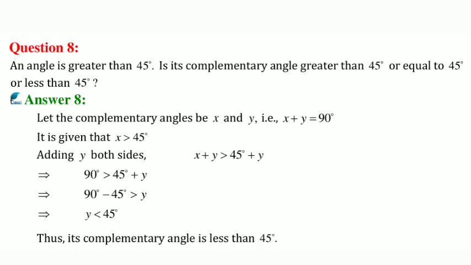x plus y will be 90, where x is greater than 45. Adding y on both sides, we get x plus y is greater than 45 plus y. We already have x plus y is 90, so here 90 is greater than 45 plus y. If you take 45 to the left side, it becomes 90 minus 45. So we get again 45, which is greater than y. Thus its complementary angle is less than 45 degrees. So y is smaller than 45, which means the complementary angle is also less than 45 degrees.